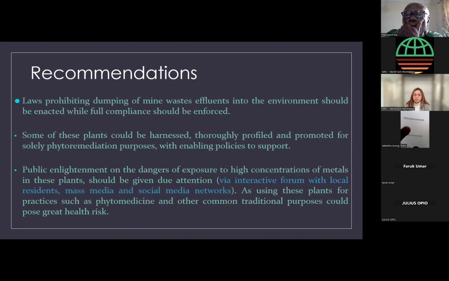So we also recommend that some of these plants be harnessed, thoroughly profiled, and promoted solely for phytoremediation purposes with enabling policies to support. Then there is need for public enlightenment on the dangers of exposure to high concentrations of metals in these plants. This should be given due attention, as using these plants for practices such as phytomedicine and other common traditional purposes could pose great health risk.